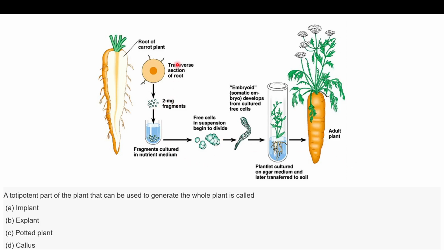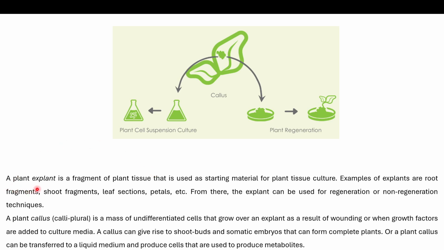Okay, so from certain parts of the plant, one can get a complete adult plant. One can culture it properly under appropriate nutrient conditions as well as environment conditions, so that it grows into a fully mature plant. And when we talk about the term explant, it is a fragment of plant tissue that is used as a starting material for plant tissue culture.